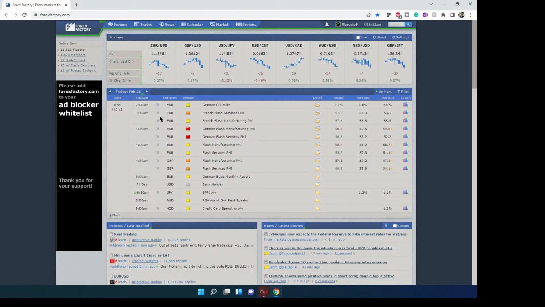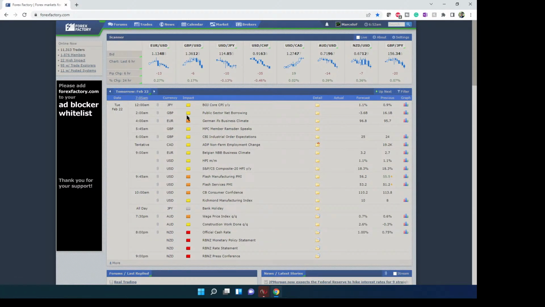So the idea is that 15 minutes before that event happens, I normally am out of positions. Well, it depends. Tomorrow, there's gonna be some more activity in the calendar, so we do have at 9 a.m. HPI, and then S&P and CS Composite 20 HPI.